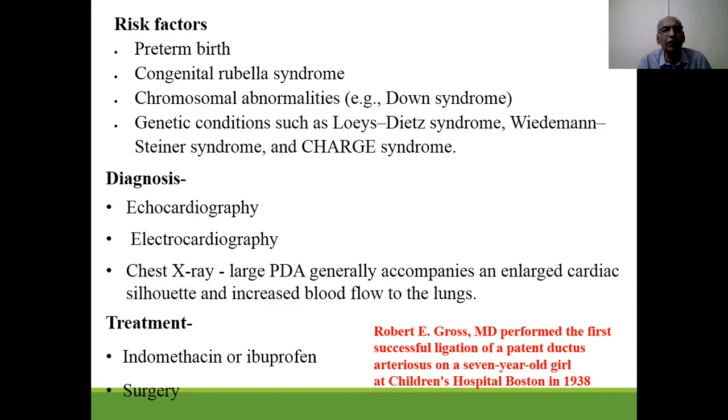It occurs commonly with preterm birth, congenital rubella syndrome, chromosomal anomalies like Down syndrome, and genetic disorders like Char syndrome, and it is diagnosed by echocardiography, electrocardiography, and chest X-ray. Treatment commonly given is indomethacin or ibuprofen immediately after birth to help close this PDA, and surgical ligation can be done.